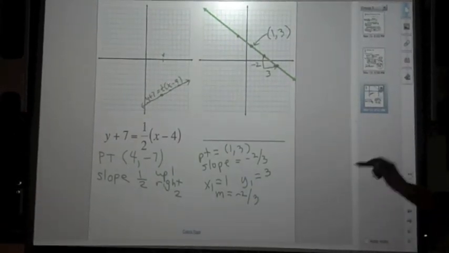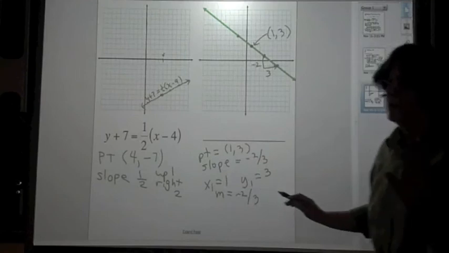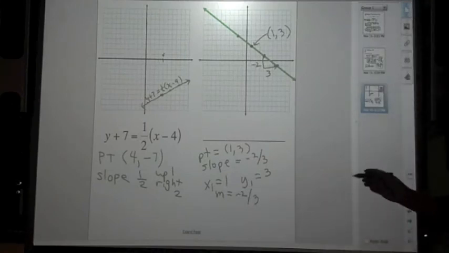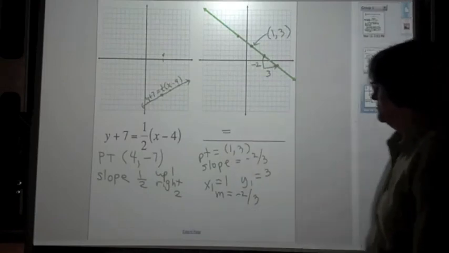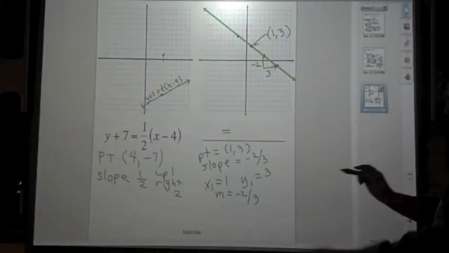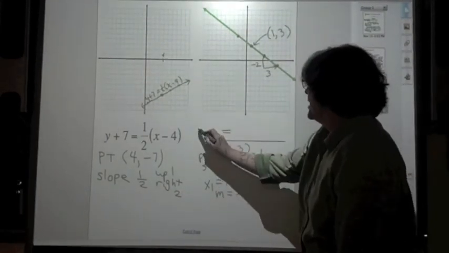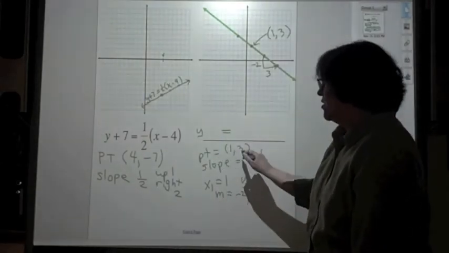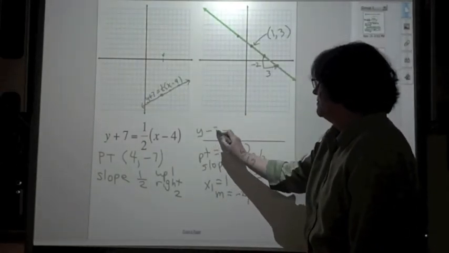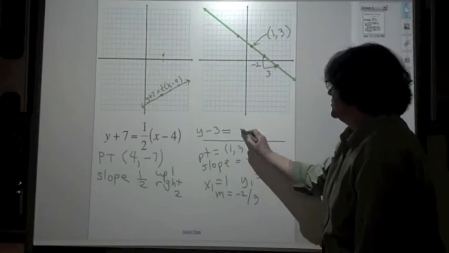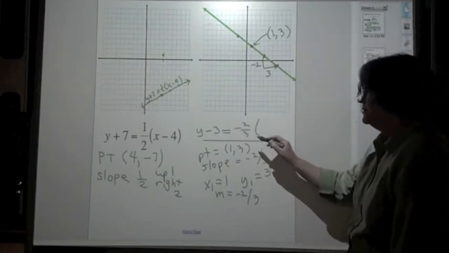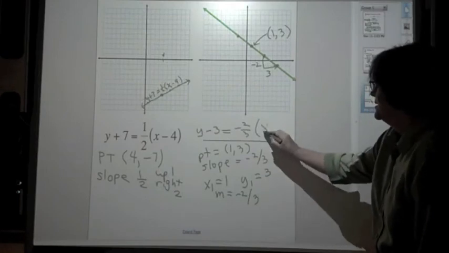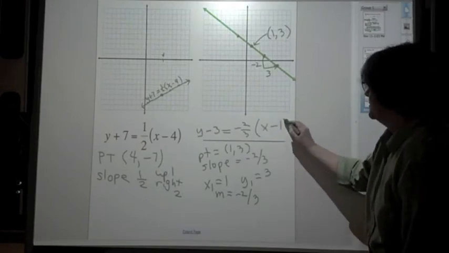Taking all of that, putting it into an equation. First of all, an equation must have one thing. Always has to have an equals. On the left-hand side, we'll put y minus the y value, which is 3. Then comes the slope, and then in parentheses, x minus the x value.